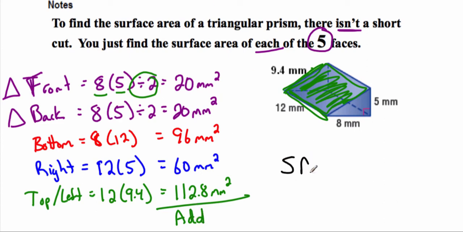In this case, we would get a total surface area of 308.8 millimeters squared. It's surface area, so it's always squared. But our total area, so the area of all the different faces, what it would take to cover this whole shape, is 308.8 millimeters squared.